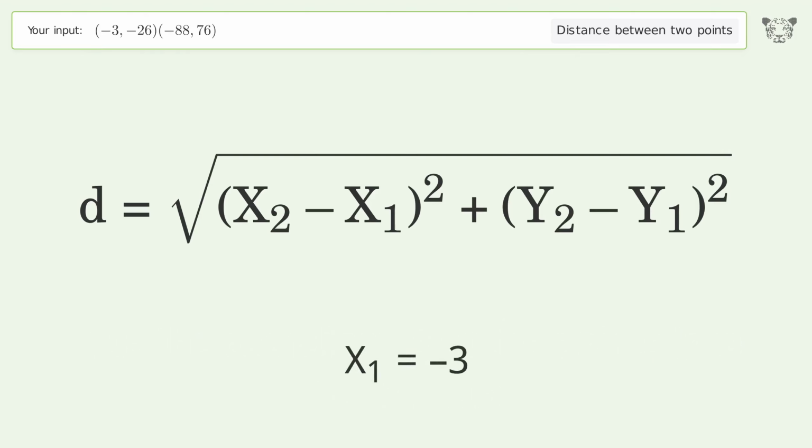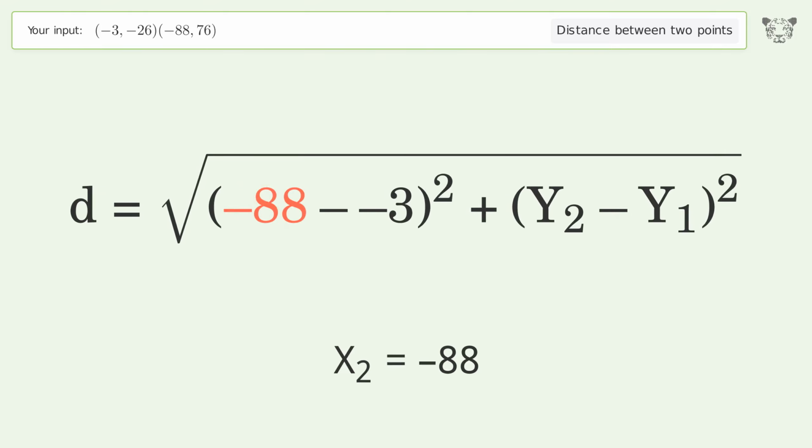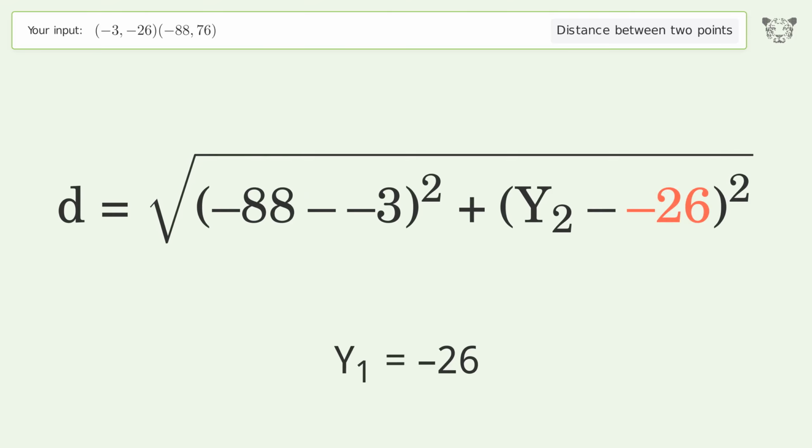x1 equals -3. x2 equals -88. y1 equals -26. y2 equals 76.